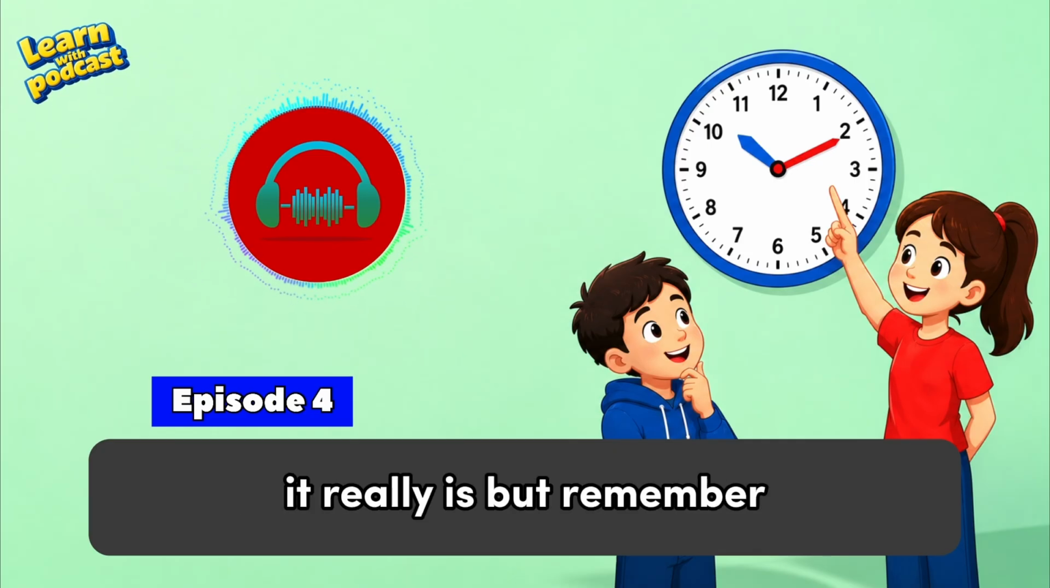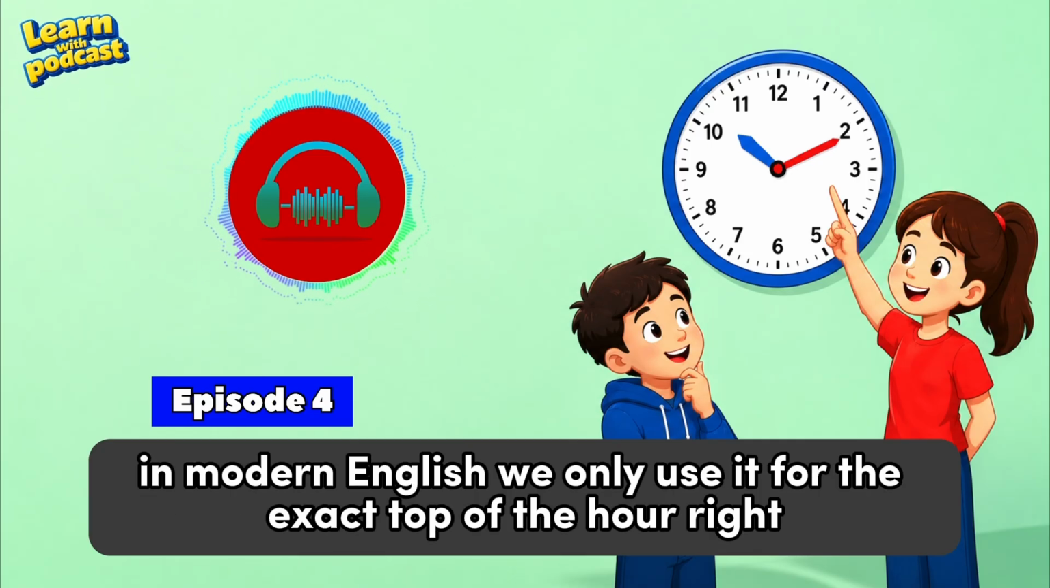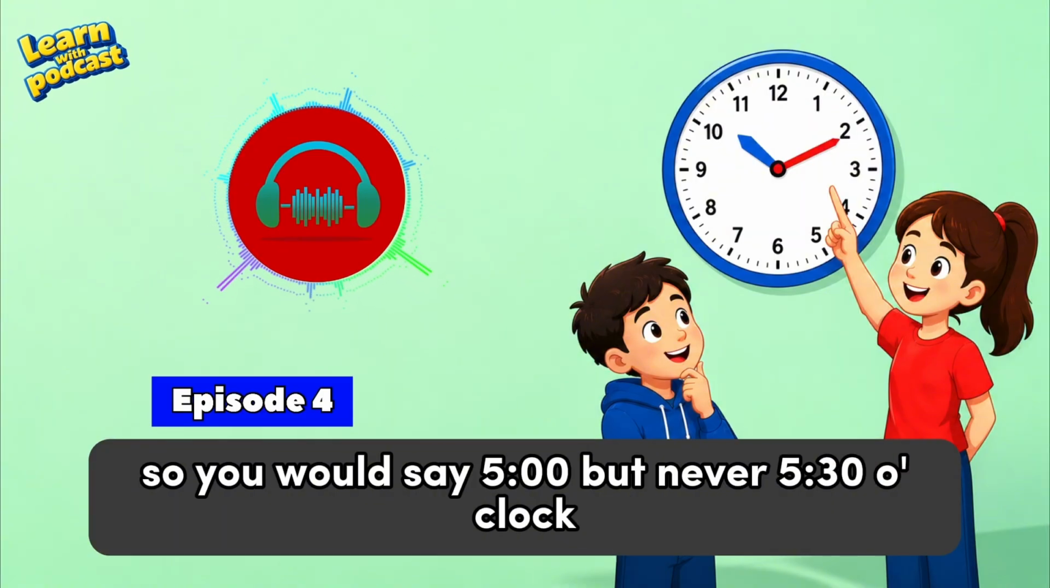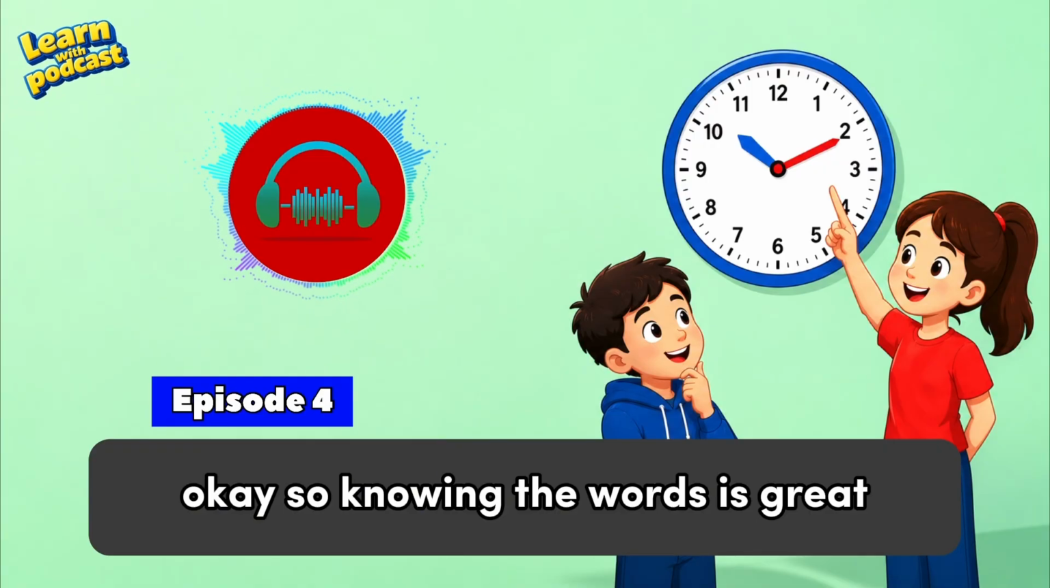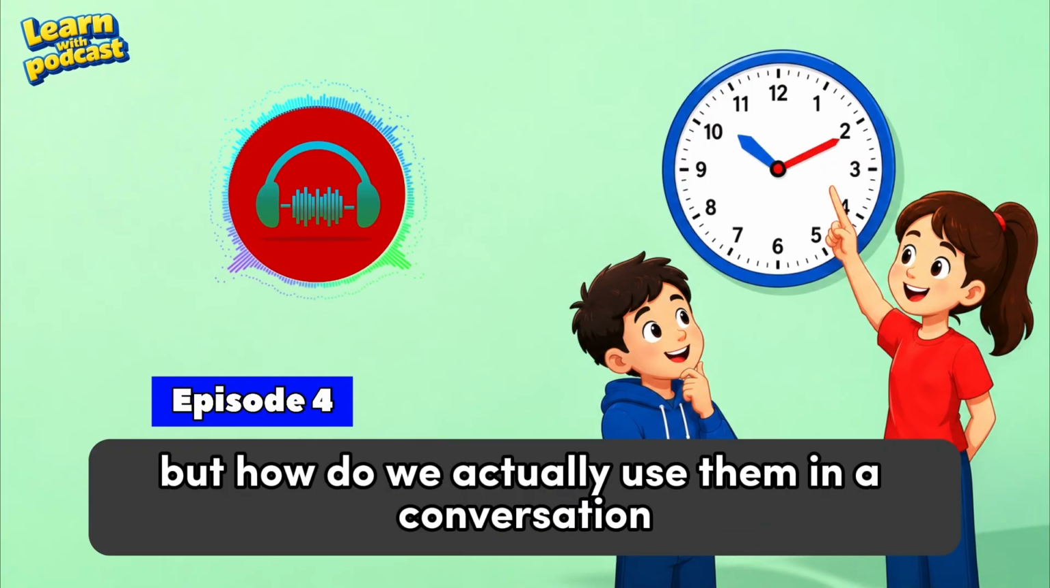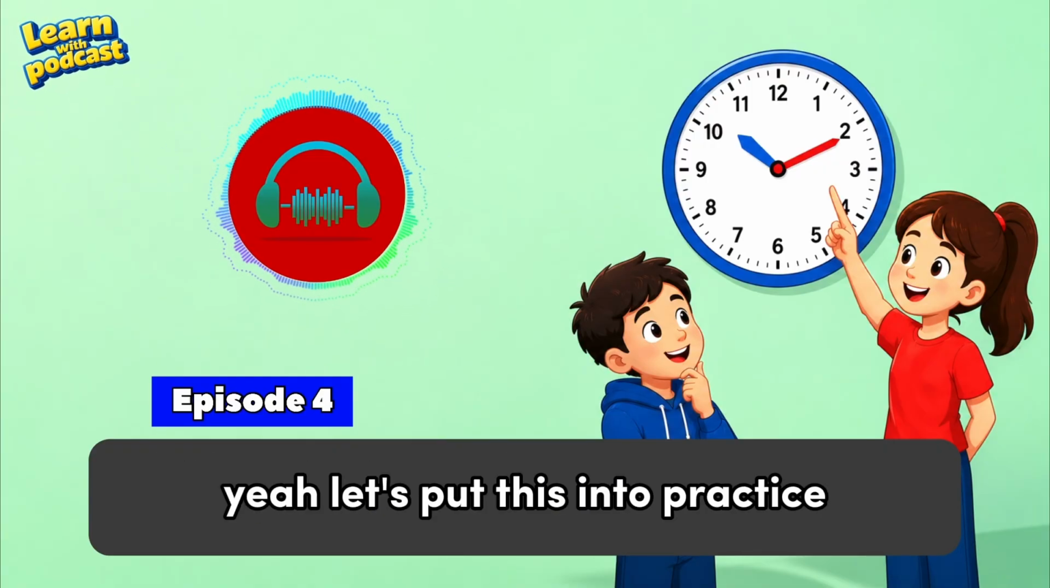But remember, in modern English, we only use it for the exact top of the hour. So you would say 5 o'clock, but never 5:30 o'clock. Okay, so knowing the words is great, but how do we actually use them in a conversation? Let's put this into practice.